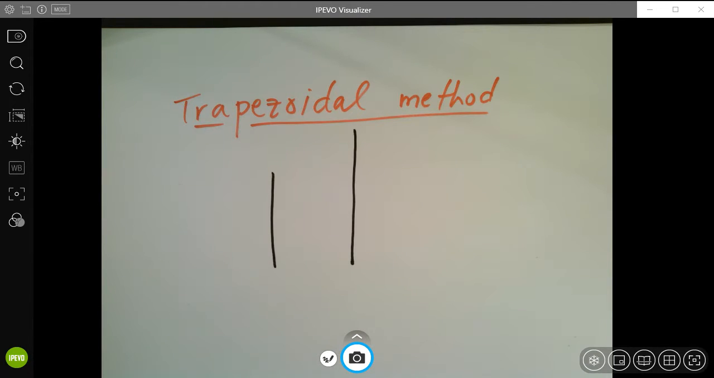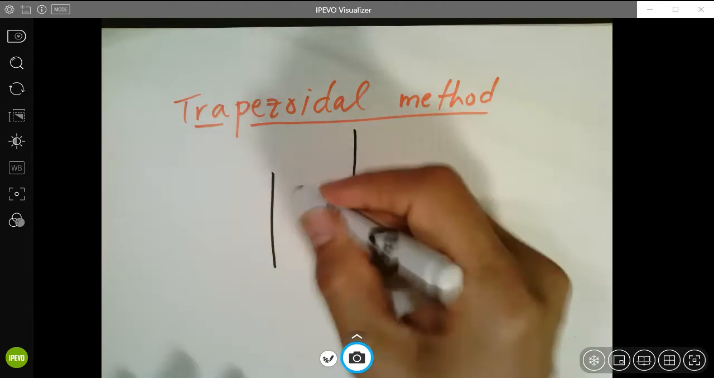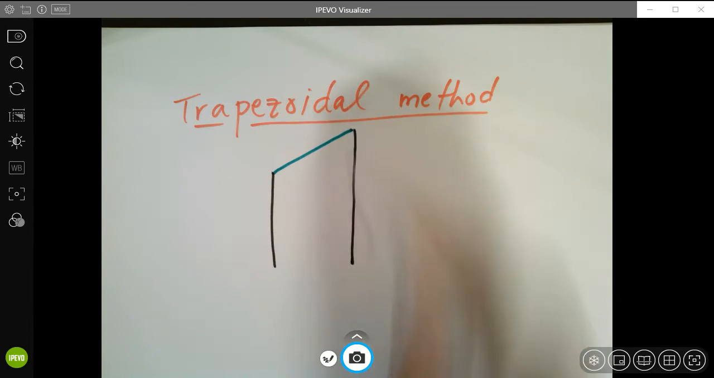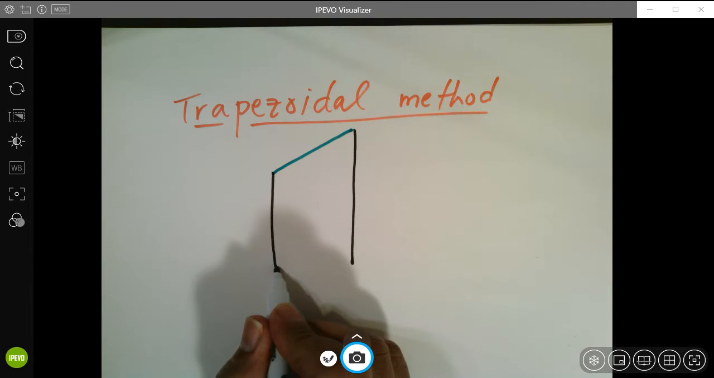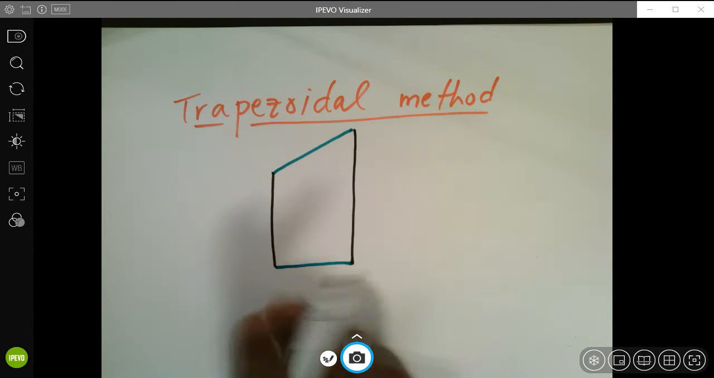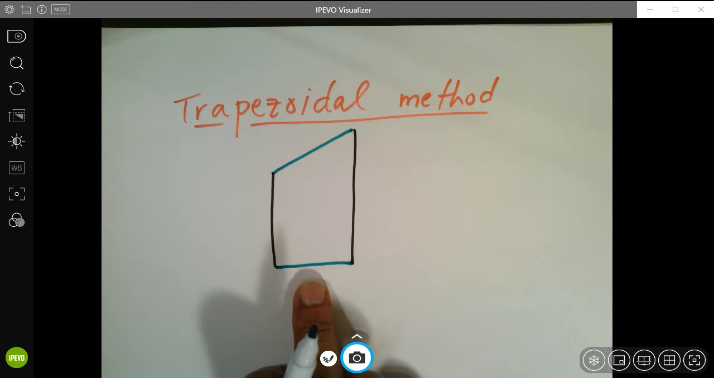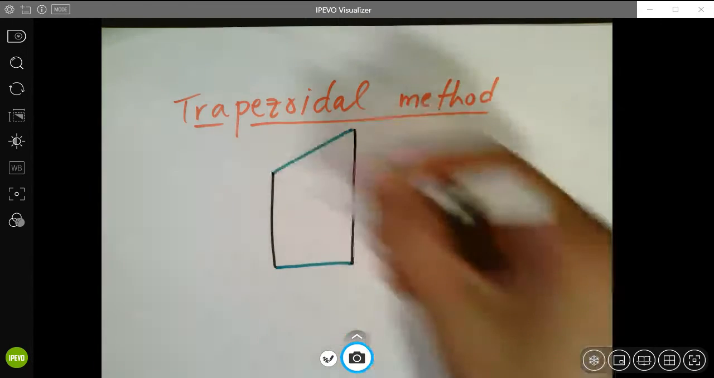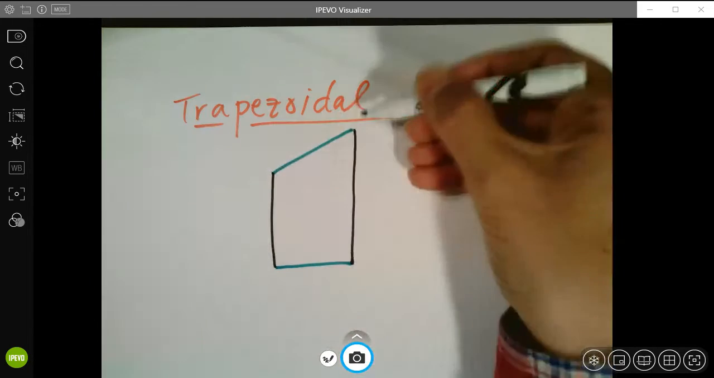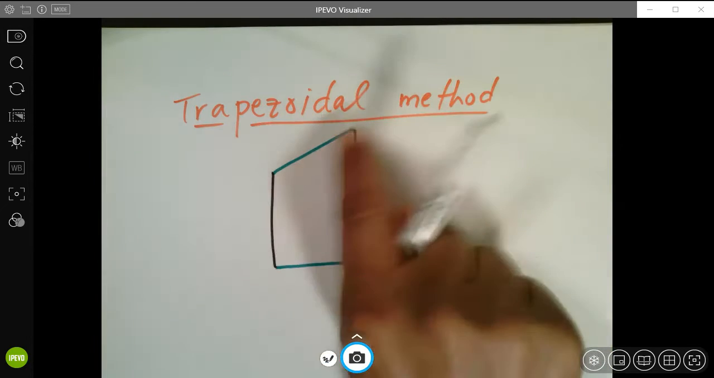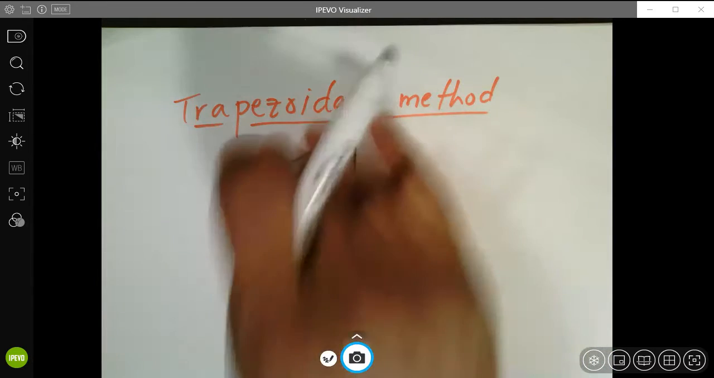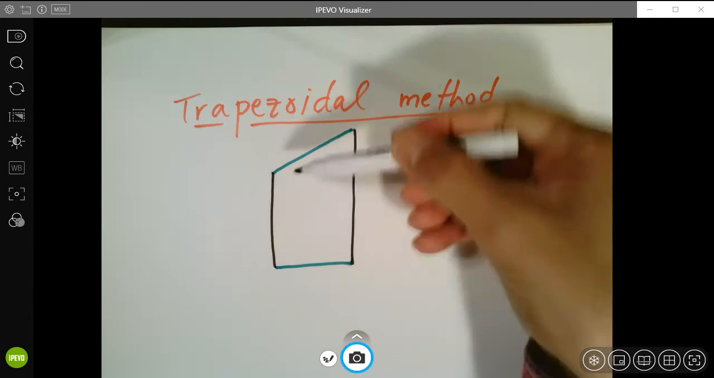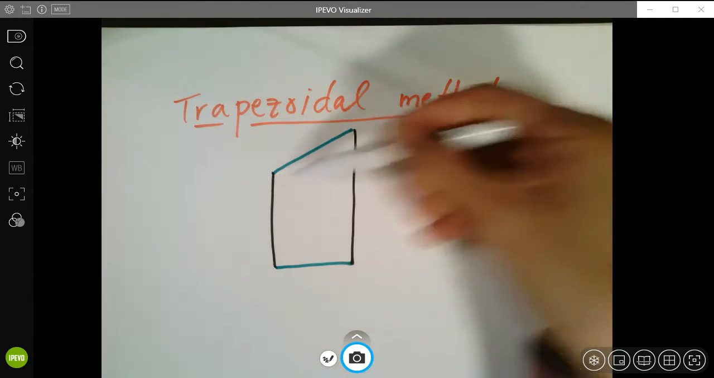Let me now remind you of the trapezoidal method. If you have a trapezoid, the base is this one. This is usually the width. And this is the function. Just imagine the height is the function. It's like if you have a linear function and you want to compute the surface area under the curve. So if I have a linear function, that's exactly a trapezoid.